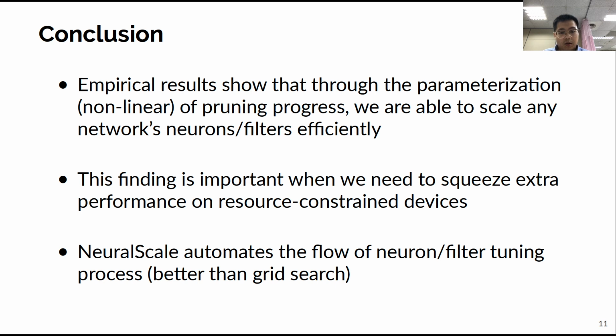In this slide, we conclude our presentation. First, our empirical result shows that through the nonlinear parameterization of iterative pruning progress, we are able to scale any network's neurons or filters efficiently. Second, this finding is important when we need to squeeze extra performance on resource-constrained devices. Third, NeuralScale automates the flow of neuron or filter tuning process, reducing the engineering costs, or at least better than grid search.